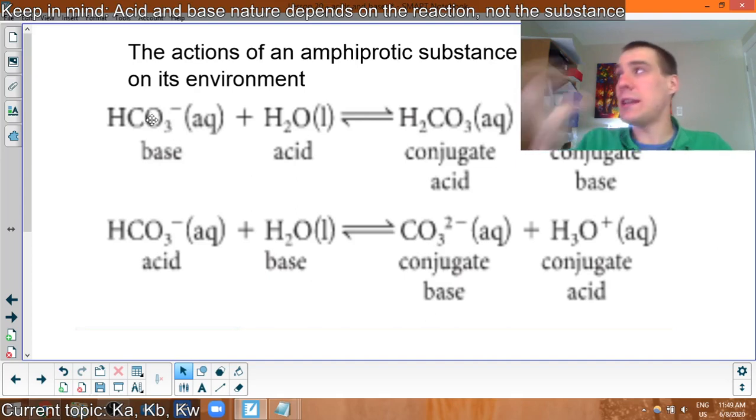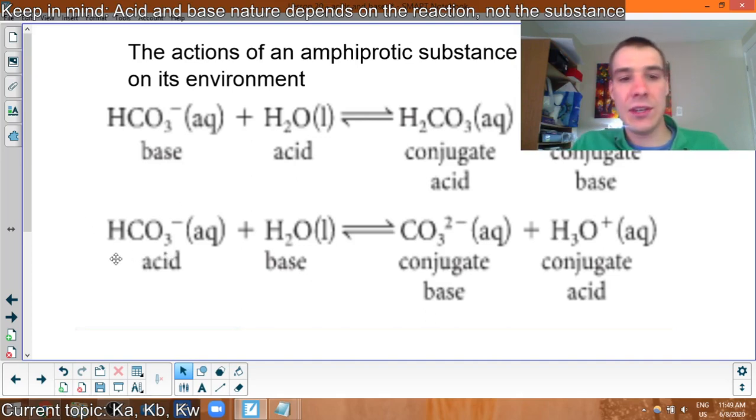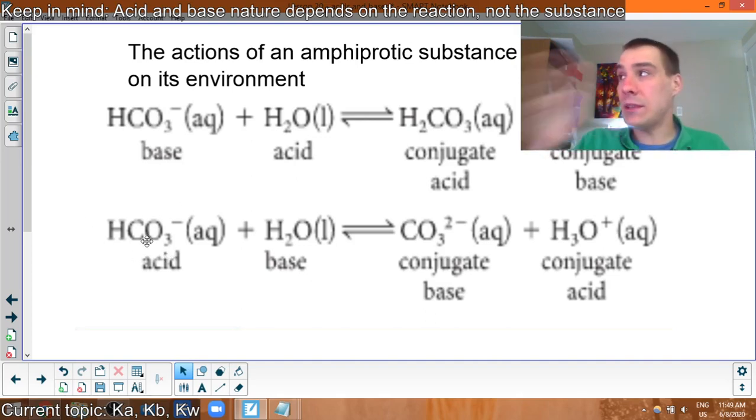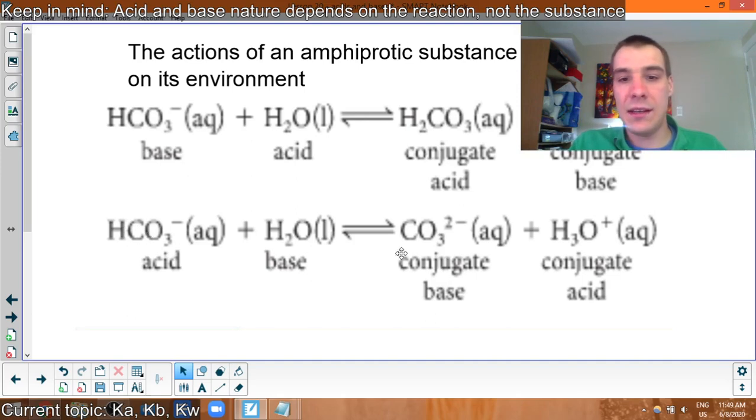And it'll pull that H plus out of the water. If there's a strong base like NaOH in the water, this bicarbonate will release its H plus and act as a conjugate base. It's very neat. This is important for buffer systems. We'll talk about buffer systems in a future video.